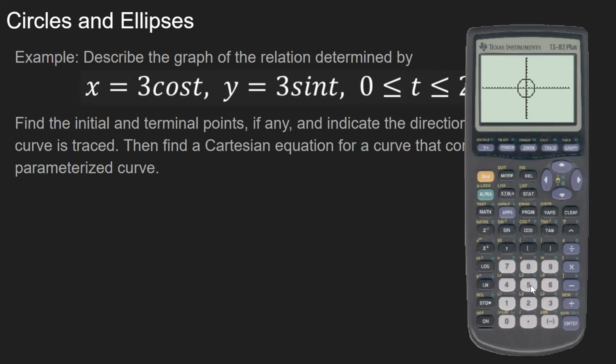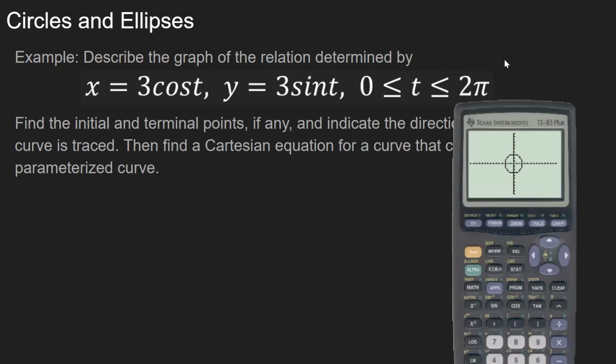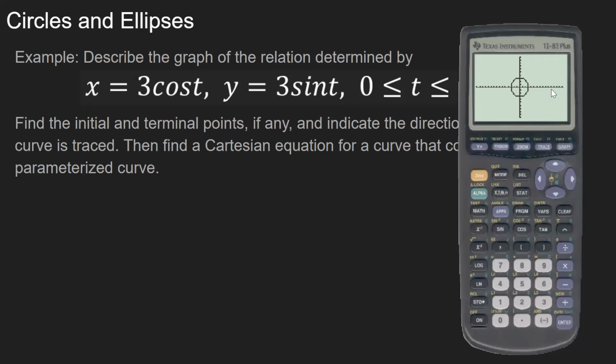Now, going from 0 to 2 pi, the initial point is 3, 0, because this is basically a circle of radius 3. It's tracing the curve counterclockwise. The terminal point is also 3, 0.